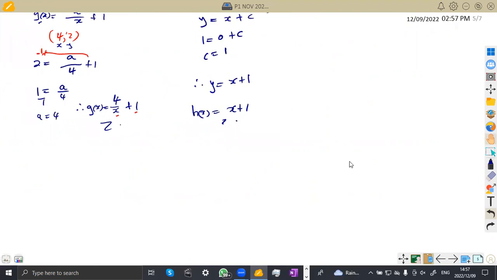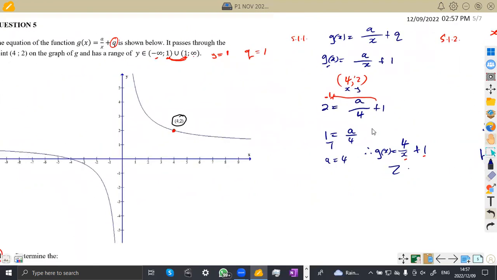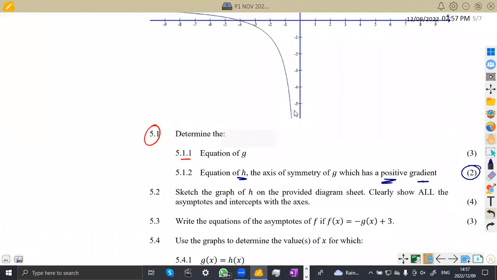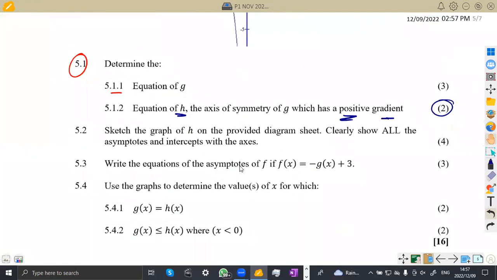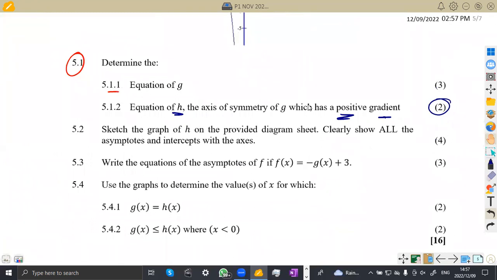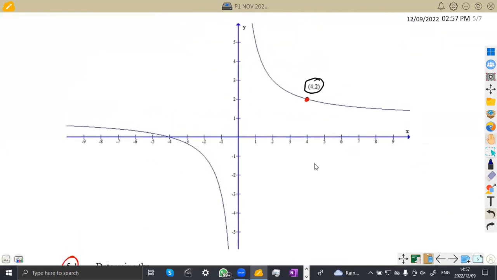All right, so let's see the other part of the question. On 4.2, we are now asked to sketch the graph of h on the provided diagram sheet. In this case, I do not have that diagram sheet, so I'm going to sketch it here. Remember h(x), showing all the intercepts with the axes. I'm just going to sketch it here because we've already got our graph here.